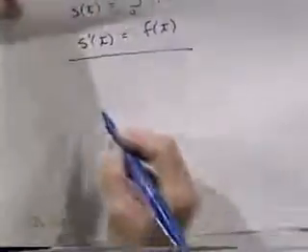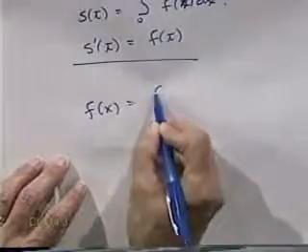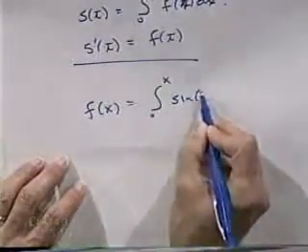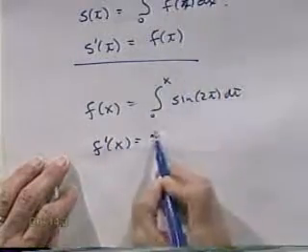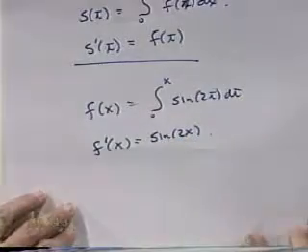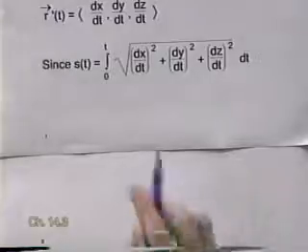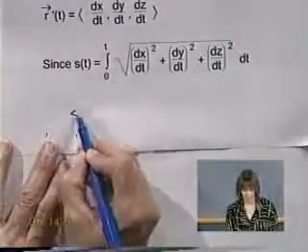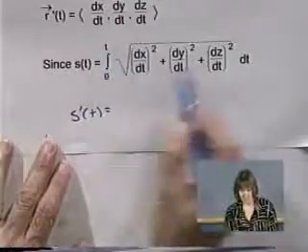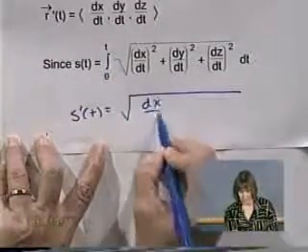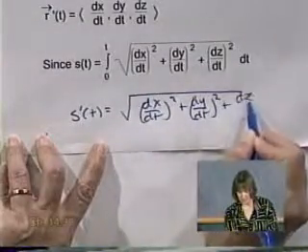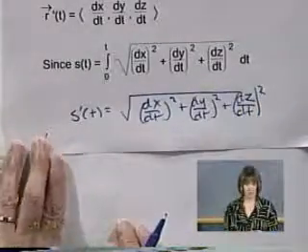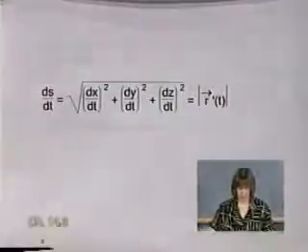Remember that? Like if you had a function, let's say f of x equal to the integral from 0 to x of sine of 2t dt. If you wanted to evaluate f prime of x, you just would pop the x inside here and get sine of 2x. So, using this, if I wanted to evaluate s prime of t, I would just pop the t in here and I would get square root of dx dt squared plus dy dt squared plus dz dt squared. All right? So that's exactly what I have right here. S prime of t is equal to this.